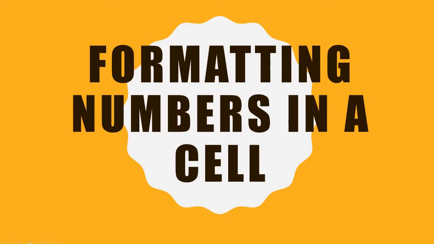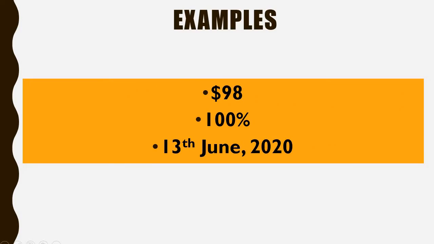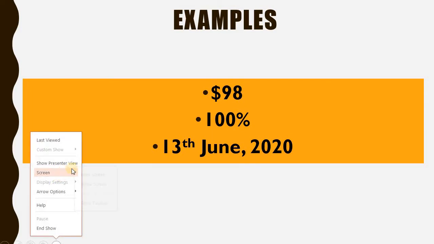The next tool which we are going to study is formatting numbers in a cell. How can we perform formatting with numbers in a cell, and why do we do this? Formatting numbers in a cell is used to show numbers in different formats. For example, $98, 100%, 13 June 2000. These are different formats which we use in Excel because we have to deal with different kinds of formulas there. I will show you how we are going to do this.